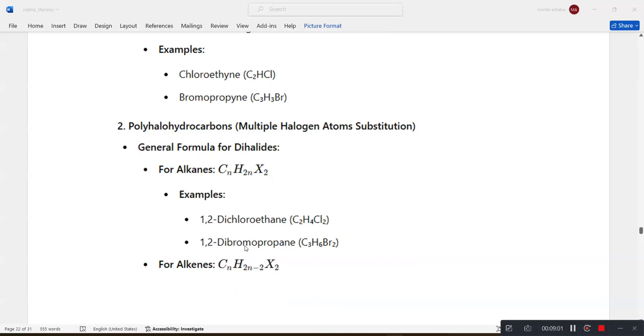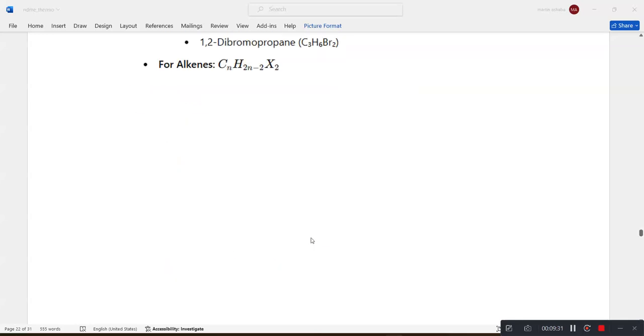The other ones are the polyhalohydrocarbons, where multiple halogen atoms replace hydrogen atoms. And therefore, for alkanes, the general formula would be CnH2nX2, whereby X represents the halogen atom. An example is 1,2-dichloroethane, 1,2-dibromopropane, and so on and so forth.